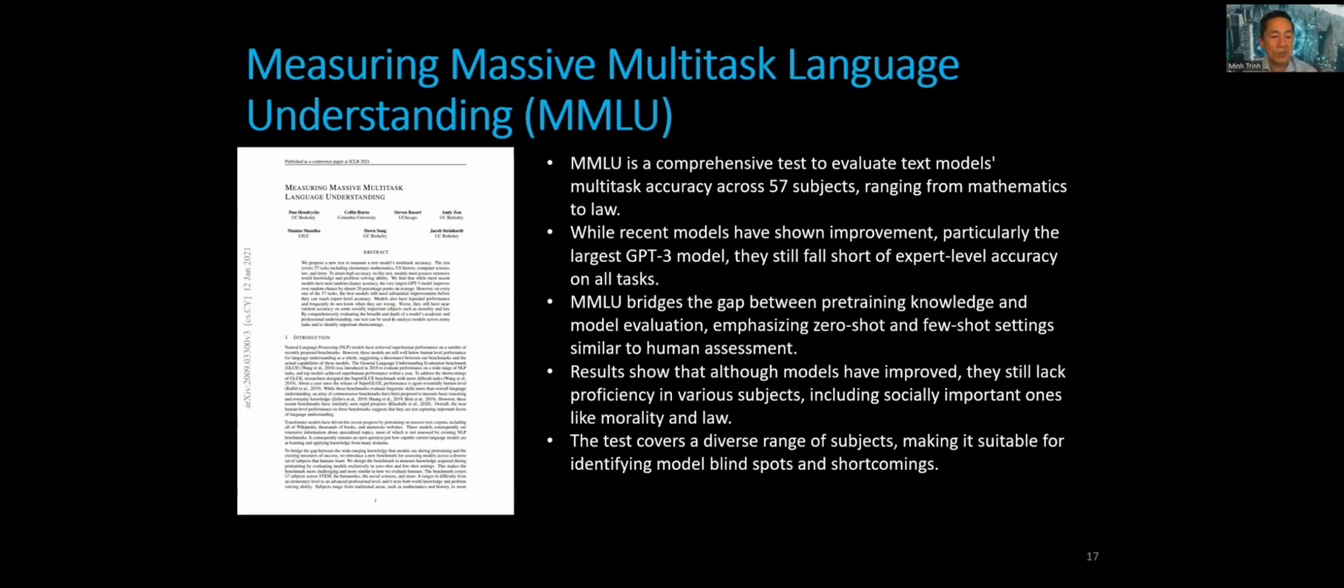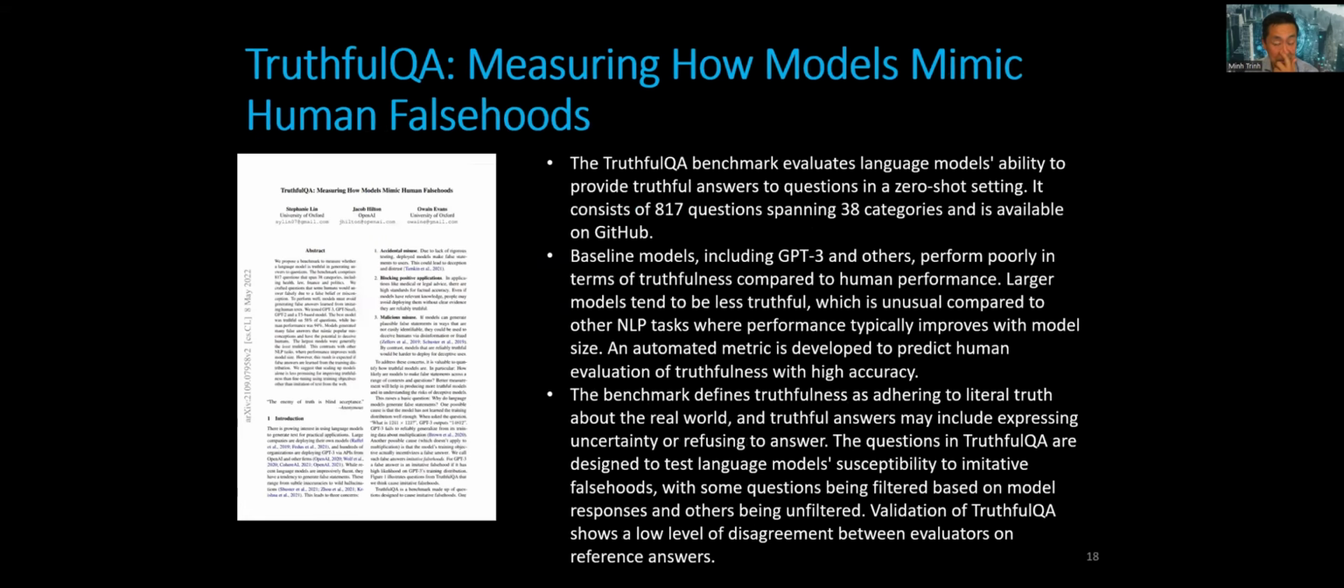So this one I'll go over. I'm going to skip this. This is another benchmark, TruthfulQA. It has 118 questions that go over 38 categories. It's available on GitHub, and they say how it performs.